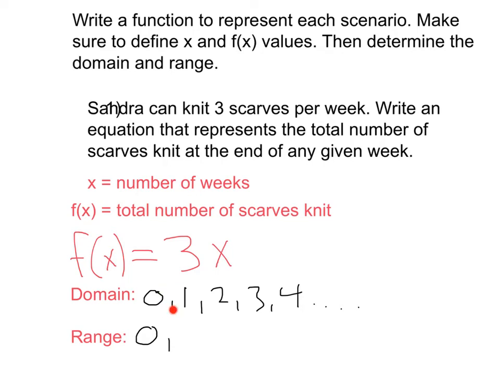Okay, what about 1? If she works 1 week, that would be 3 times 1 or 3 scarves. If she works 2 weeks, that would be 3 times 2 or 6 scarves. And it looks like we're going to be moving in multiples of 3. So we can go 9, 12, and that would continue on increasing by 3 every value, right? And that makes sense because every f of x value has to be a multiple of 3. So here's our domain and range, all possible values that will work with this scenario.